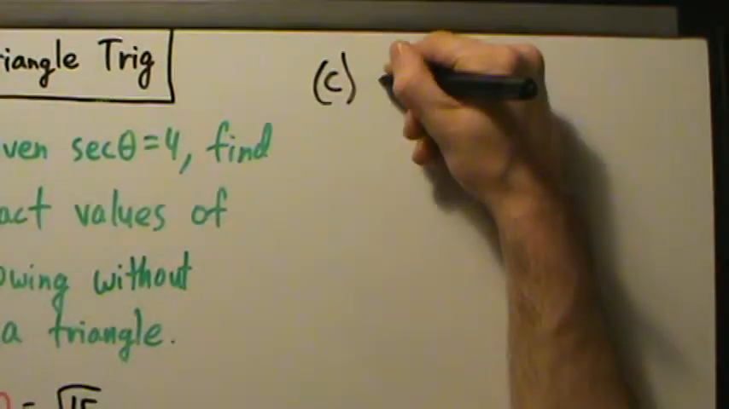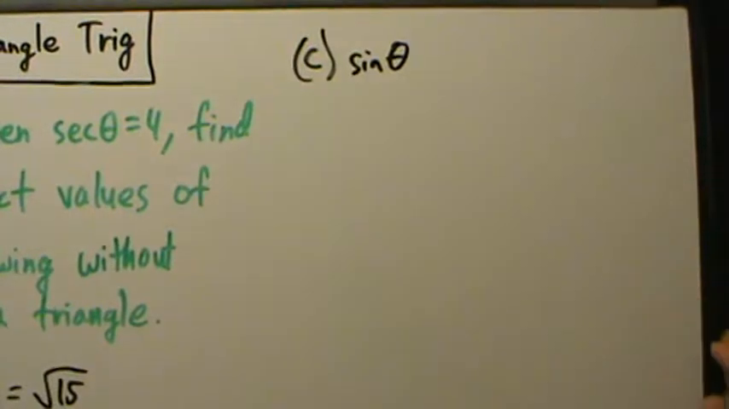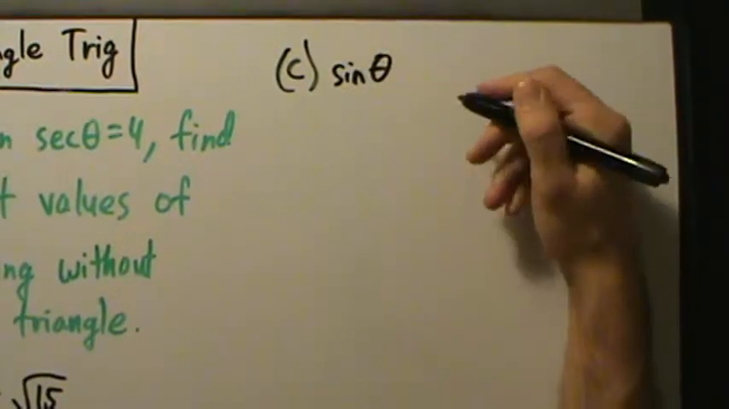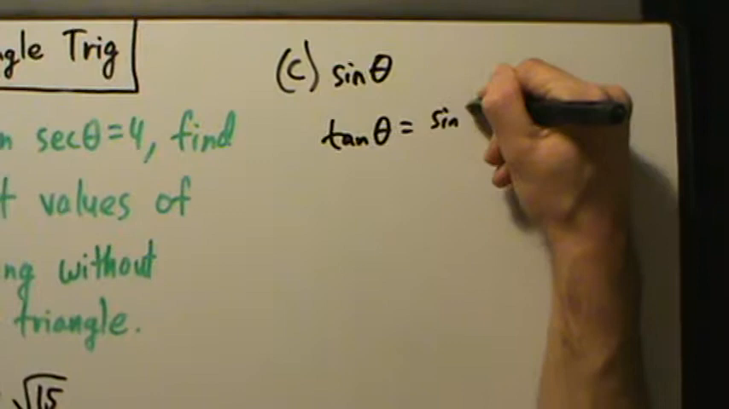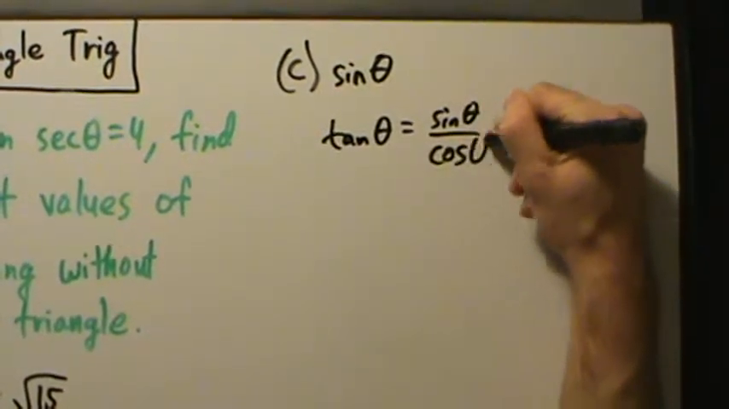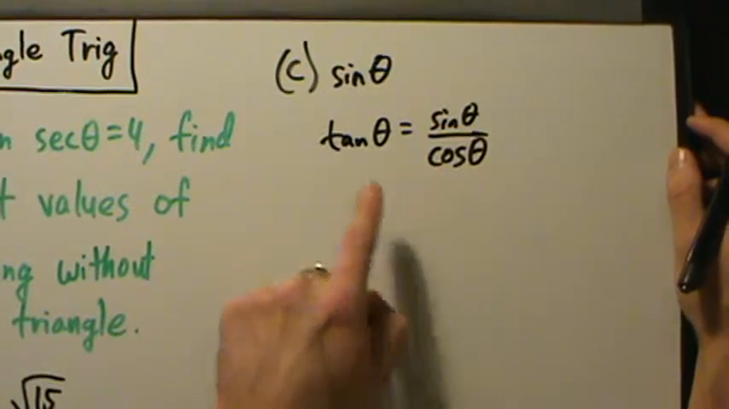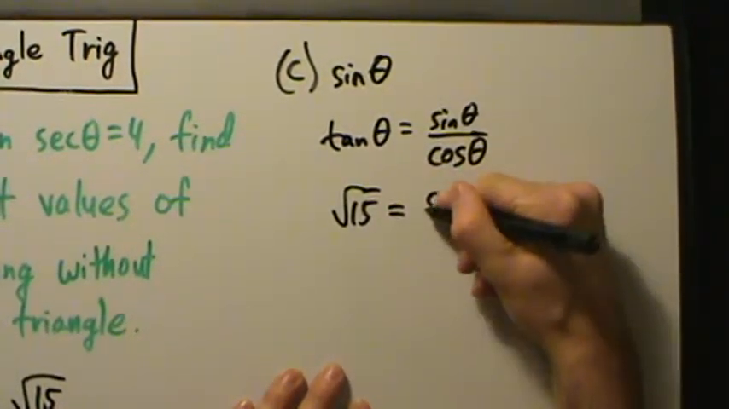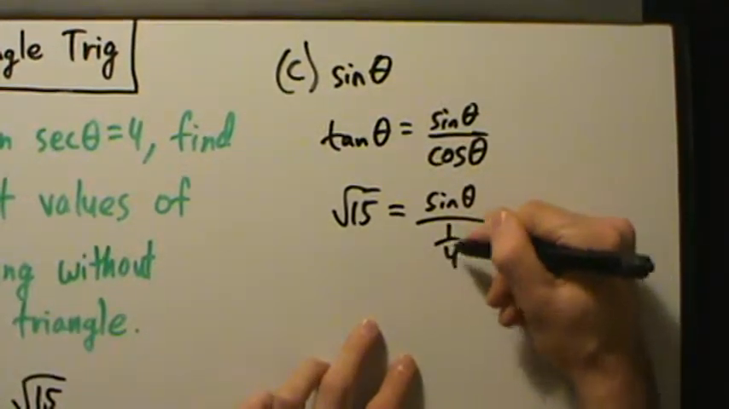So for part C, we want the sine of theta. Okay. Now what do we know? We know secant, we know tangent, and we know cosine for theta. Okay, we know all three of those functions for theta. So tangent of theta equals sine of theta divided by cosine of theta. Well, we know tangent and we know cosine, right? So tangent of theta is root 15. Sine of theta is what we're looking for. Cosine of theta is 1/4. Okay.